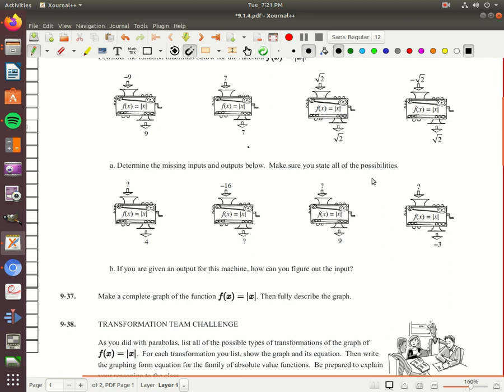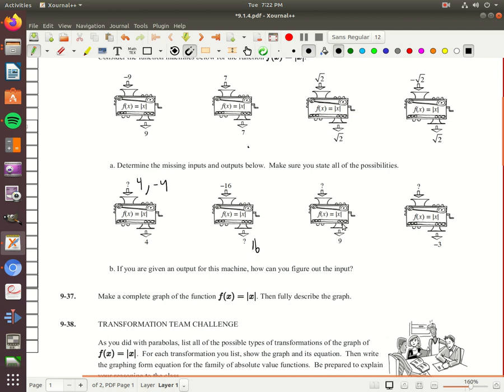So they ask us to move on to this one, to determine the missing inputs and outputs, and make sure we state all possibilities. What can I plug in to the absolute value of x to get a 4? Of course we can plug a 4 in, but we can also plug in a negative 4. The absolute value of negative 4 is 4. What about a negative 16? If I plug in a negative 16, I'm going to get a 16, not a negative 16. The absolute value is always positive. Negative 16 is 16 steps away. Here we're asking what numbers are 4 steps away from 0? Well, 4 and negative 4 are. Here we're asking how many steps away from 0 is negative 16, and it's 16 steps.